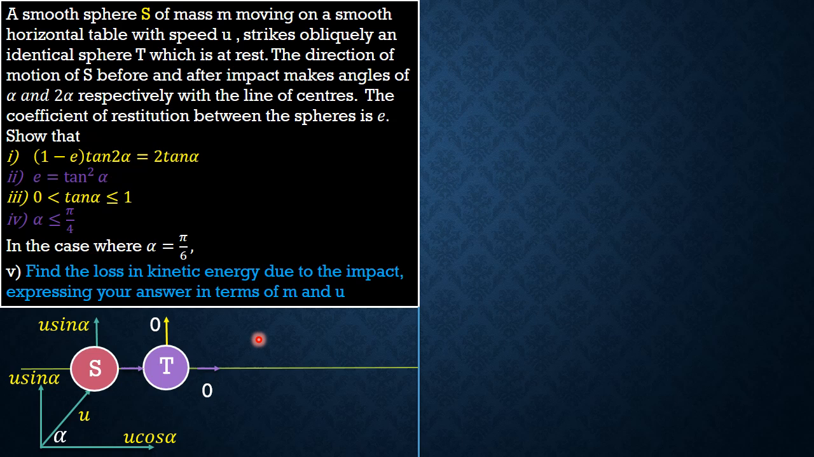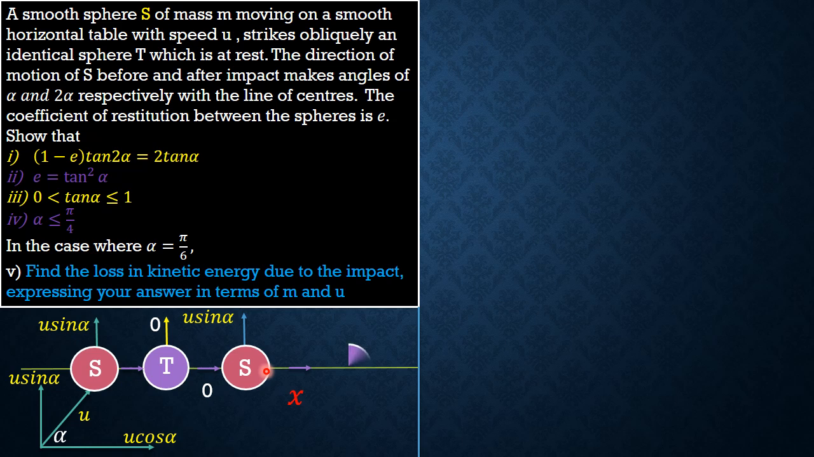Good. So friends, after they have collided, we are going to have our sphere S like this. This sphere S is still going to maintain its vertical component of speed, which is still u sin alpha. Sphere T as well maintains its vertical component of speed to be u sin alpha. Then it is now going to have some new horizontal speed, which we can call x.